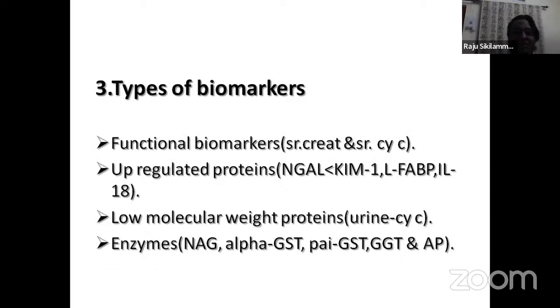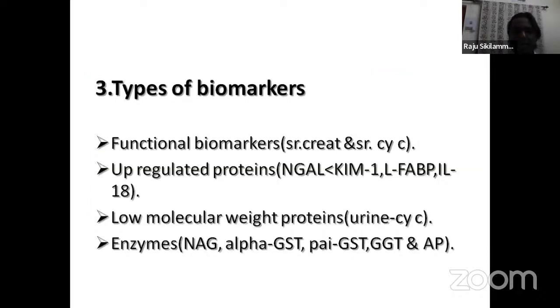Biomarkers are broadly divided, first, into functional biomarkers, which are serum creatinine and serum cystatin levels, and upregulated proteins, that is NGAL, neutrophil gelatinase-associated lipocalin, kidney injury molecule, L-FABP and interleukin 18. Low molecular weight proteins are urine cystatin C, and enzymes like N-acetyl beta glucosaminidase, alpha glutathione S-transferase, pi glutathione S-transferase, and alkaline phosphatase. There are a number of biomarkers; we're going to discuss the important ones: NGAL, KIM-1, interleukin 18 and cystatin C.